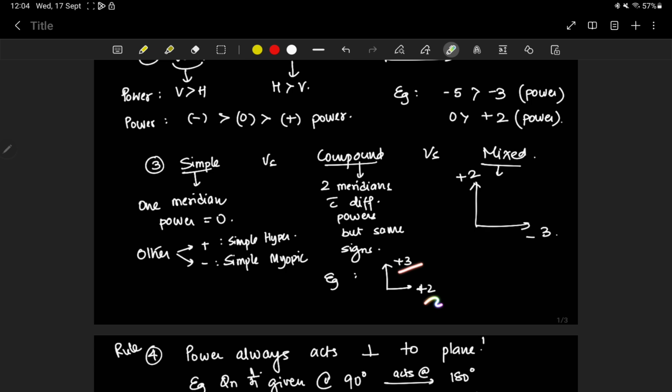It is plus 3 and it is plus 2. I'm not writing plus 3 and minus 2, then it will be mixed. Alright, so it's very clear that when two different powers are present in the two meridians, it is mixed type of astigmatism.